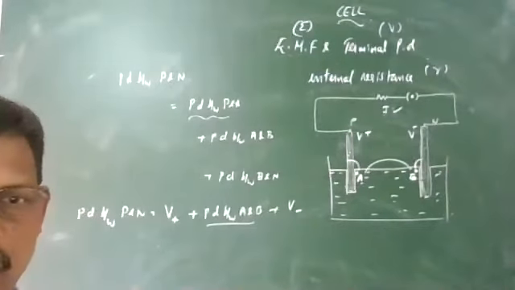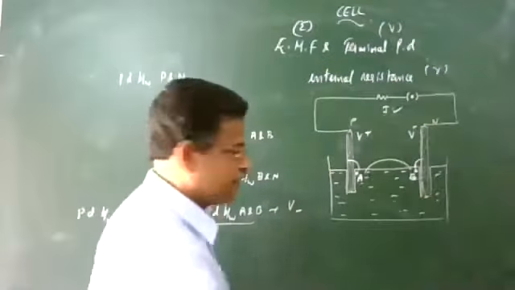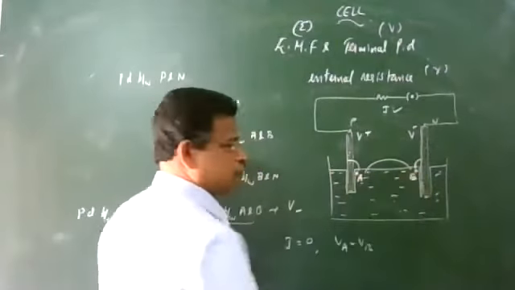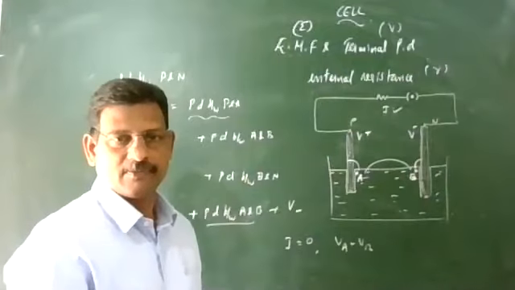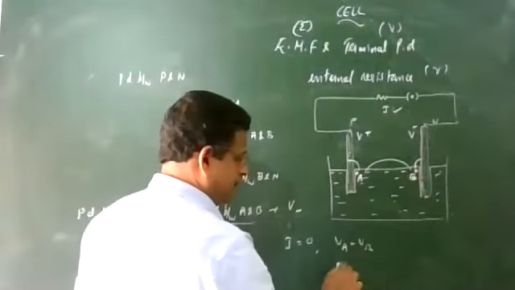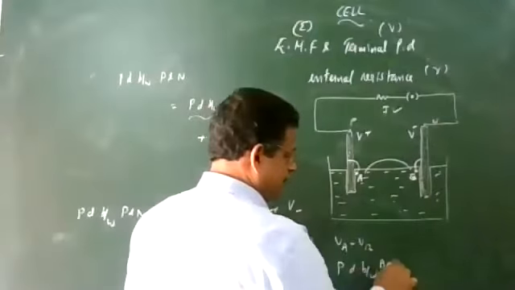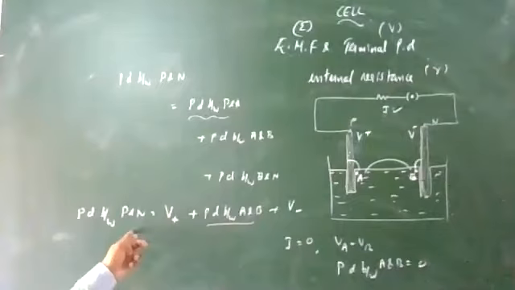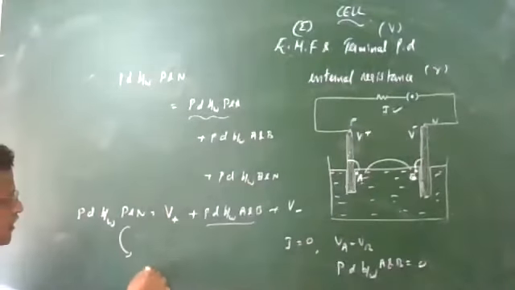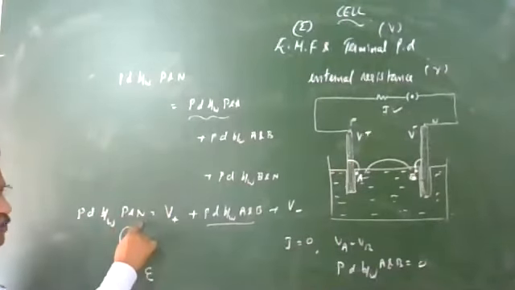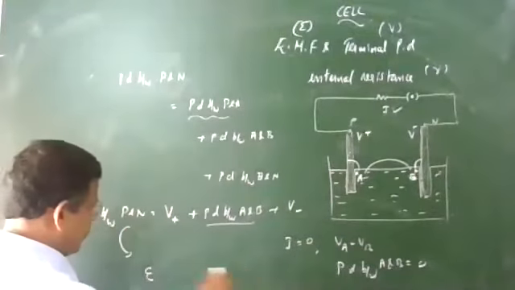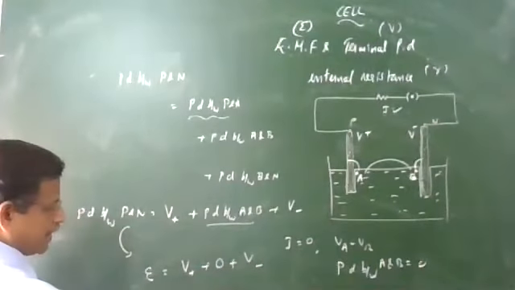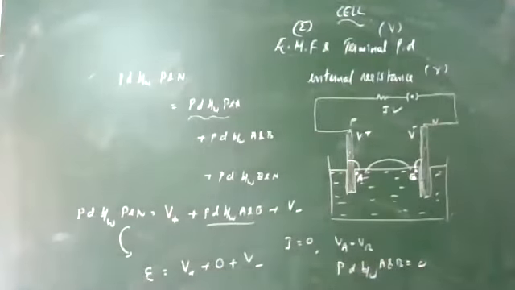Now, when no current is flowing through the circuit, when I is equal to 0, the potential at A will be the same as the potential at B. There is no potential difference, there is no current in it. So the potential difference between A and B is equal to 0. Then the potential difference between the terminals of the cell is defined as EMF. EMF is defined as the difference between the positive and negative terminal of the cell when no current is flowing, which is equal to V plus minus V minus, since the A to B term will be equal to 0. So EMF is defined like this.